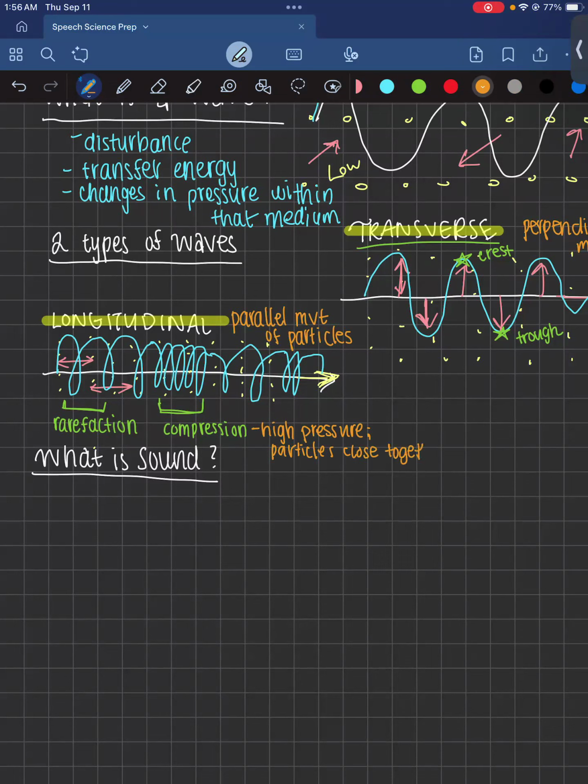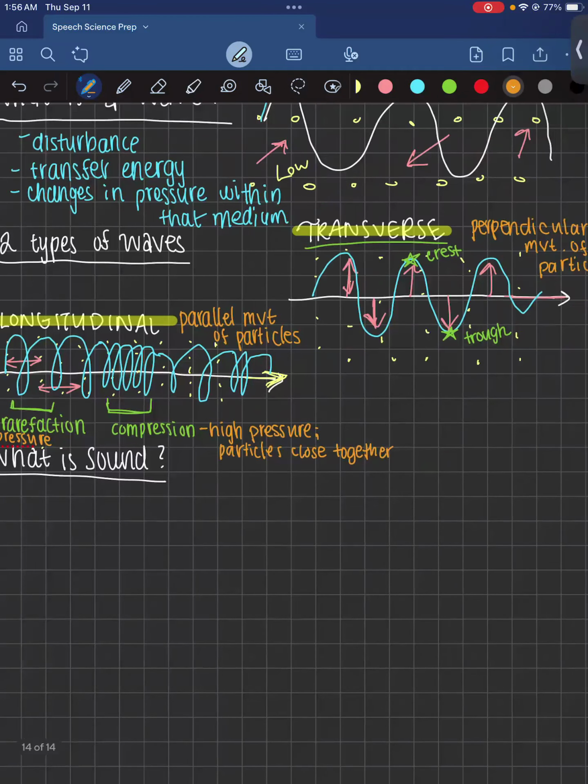But with the areas of rarefaction, the particles are really spaced out, so it's going to be an area of low pressure. And another important thing to note is that longitudinal waves can be drawn the same way that transverse waves are drawn here. This is a waveform, by the way, which is also important for you to know.